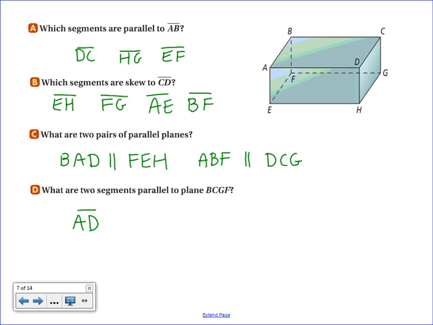AD is parallel to that plane. AE is also parallel to that plane. It goes a different direction from AD, but both of those segments will never intersect with the plane BCGF, because both of those segments run the same direction as one segment, at least, in BCGF, so they'll never intersect it.